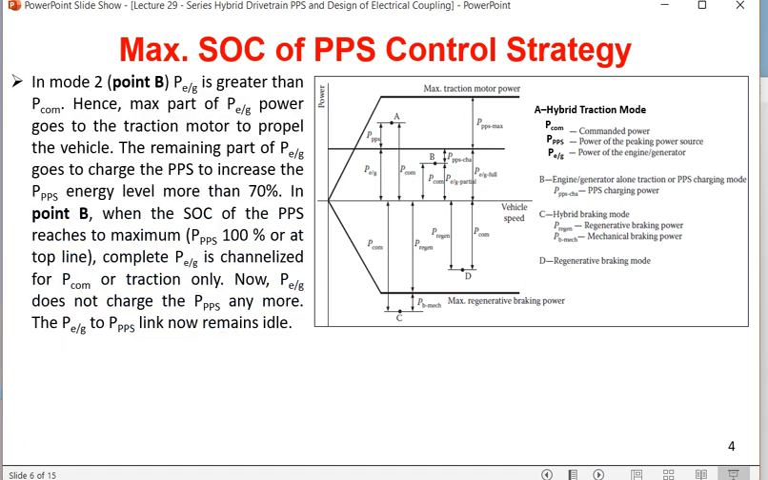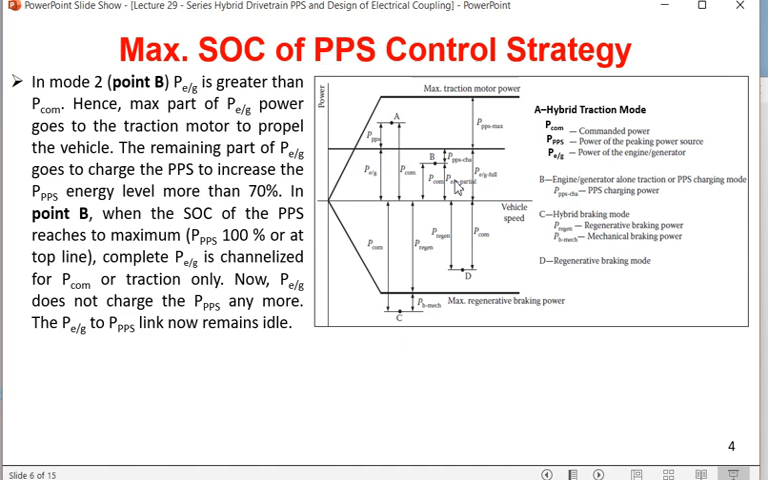So in mode 2, that is point B, PEG is greater than PCOM. Hence the maximum part of the PEG power goes to the traction to propel the vehicle. The remaining part of the PEG goes to charge the PPS to increase the PPS level from 70% to 100%. In point B, when the SOC of the PPS reaches maximum, that means you are charging the PPS from 70%, and when it reaches 100%, the complete EG is channelized for the P command or traction only. That means as soon as the engine has made the battery fully charged, the PEG will again become PEG partial, because we don't have to give any more power to the battery. So the engine will downgrade its output power.